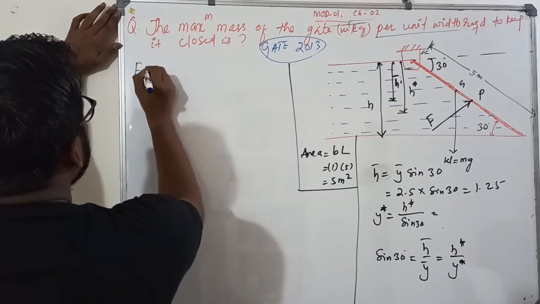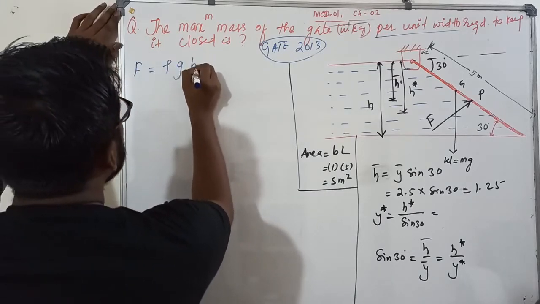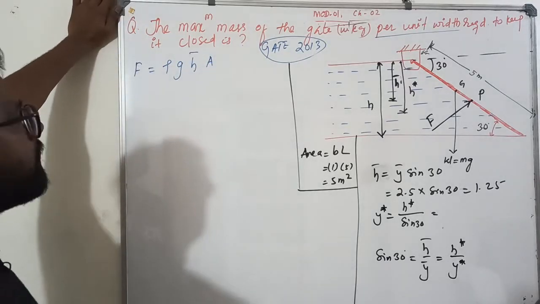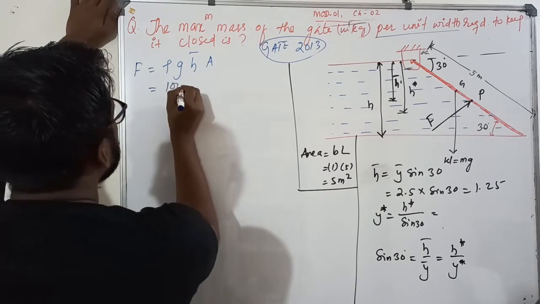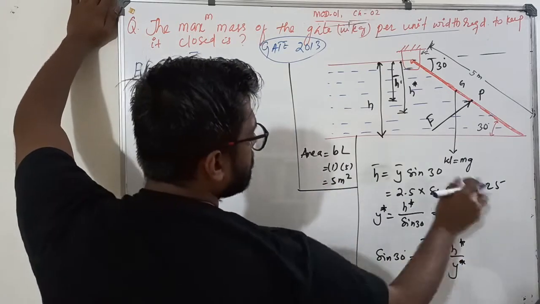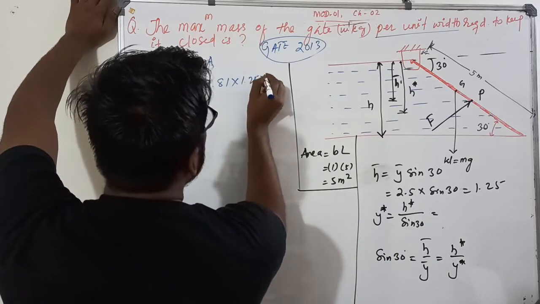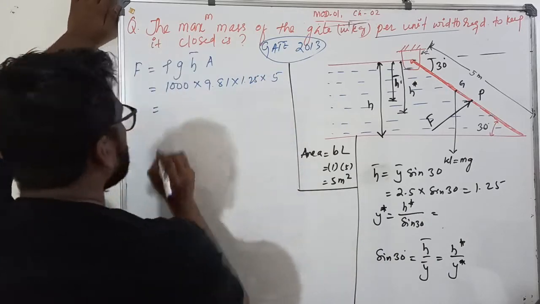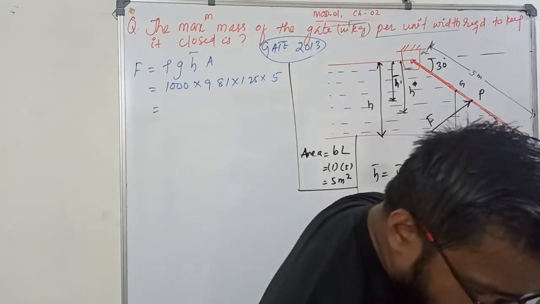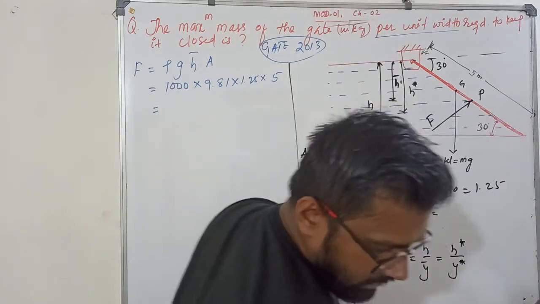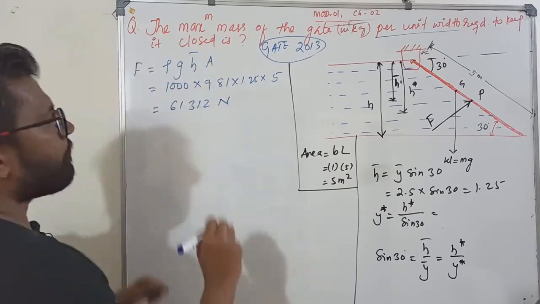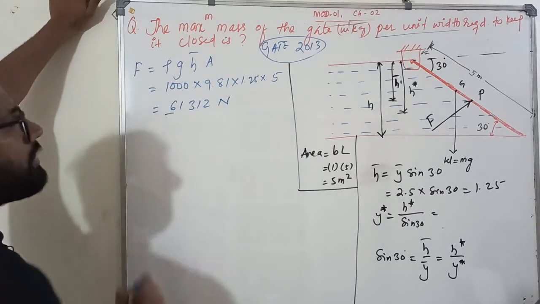Sir, F is nothing but rho g h bar A. The total force is rho g h bar A. Water is given, water density is 1000. Gravity is 9.81. H bar we just found 1.25. Area you have already found, 5. I have just solved this problem and I got F as 61312 Newton. Okay. Cross check your answer and tell me whether this is correct or not.